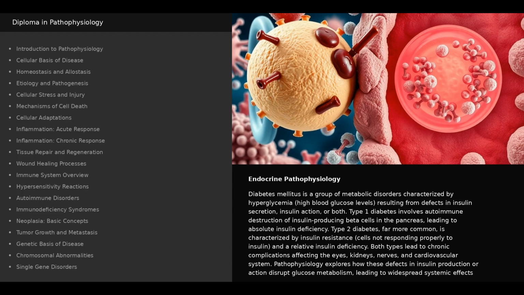Type 1 diabetes involves autoimmune destruction of insulin-producing beta cells in the pancreas, leading to absolute insulin deficiency. Type 2 diabetes, far more common, is characterized by insulin resistance, cells not responding properly to insulin, and a relative insulin deficiency. Both types lead to chronic complications affecting the eyes, kidneys, nerves, and cardiovascular system. Pathophysiology explores how these defects in insulin production or action disrupt glucose metabolism, leading to widespread systemic effects and long-term organ damage.